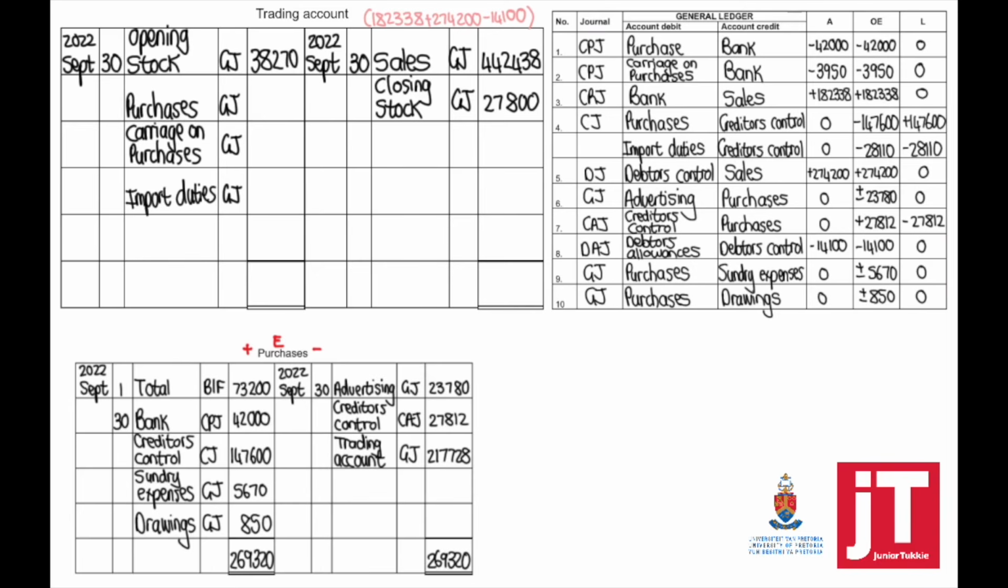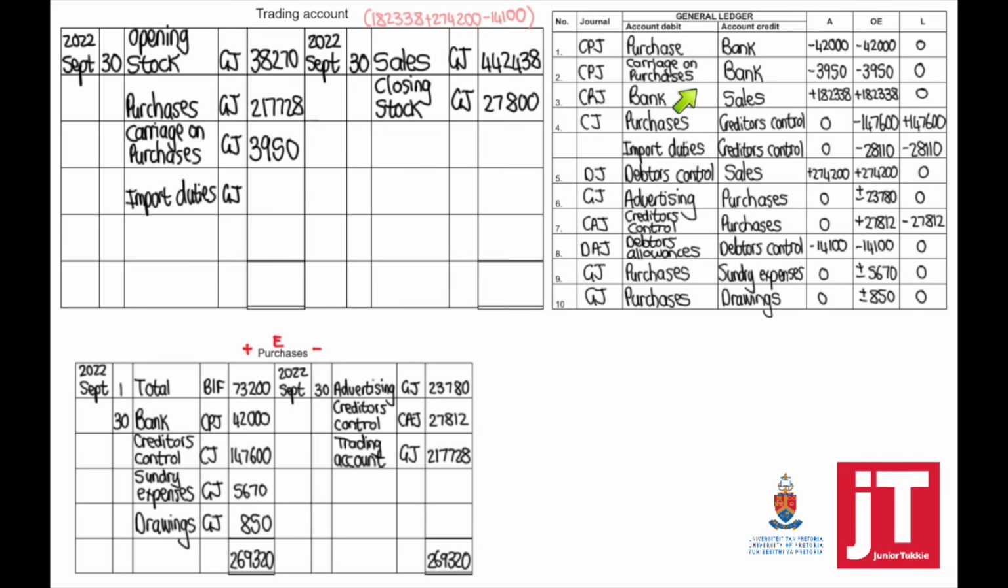Our total purchases was calculated in the purchases account. Remember, we took the debit side minus the credit side. This is an expense account which is closed off to the trading account. So make sure that you use the answer that you've calculated in here and you transfer it correctly to the trading account.